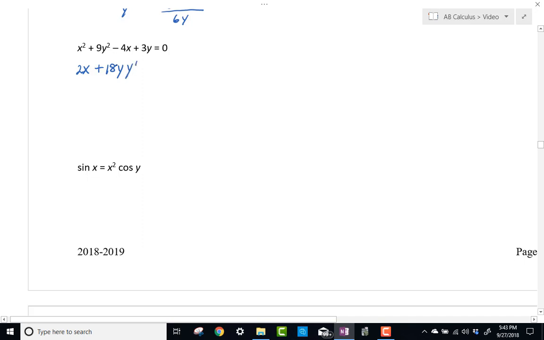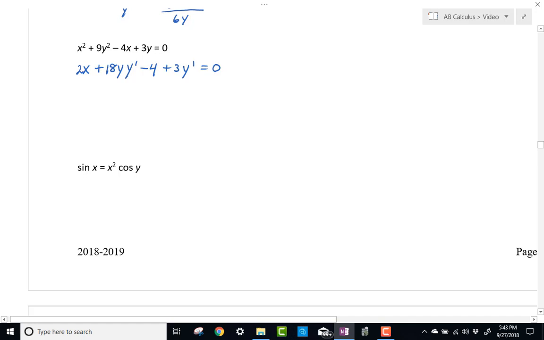So the derivative of 9y squared is 18y, y prime, minus the derivative of 4x, which is minus 4, and then the derivative of 3y. Now again, there's no product rule going on here, so the derivative of 3y is just 3y prime, and the derivative of the right side is 0. Okay? So if you're using power rules or other rules, you're going to have to keep the y value in there, but if it's just 3y, then the derivative of y is y prime.